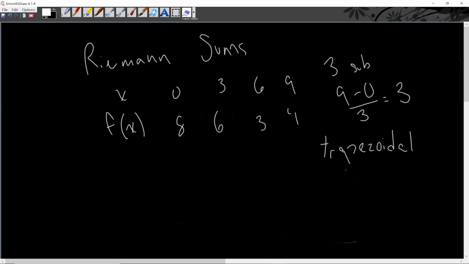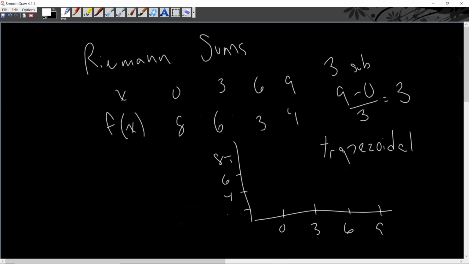So from here, let's draw our x and f of x. Let's say that this is 0, 3, 6, 9, and then this is 8. Let's draw the y-axis first. 8, 6, 4, 3. I know it's not correct, but it gets the job done. 0 is 8, 3 is 6, and then 6 is 3, and then 9 is going to be 4.